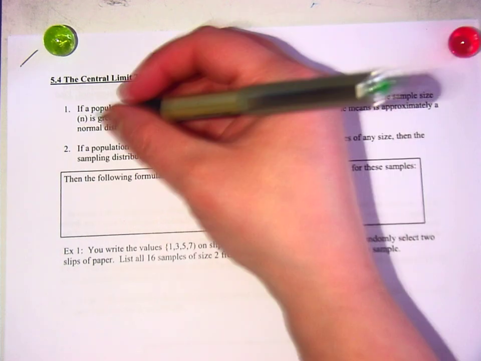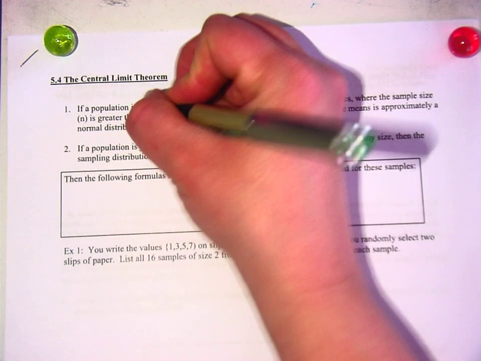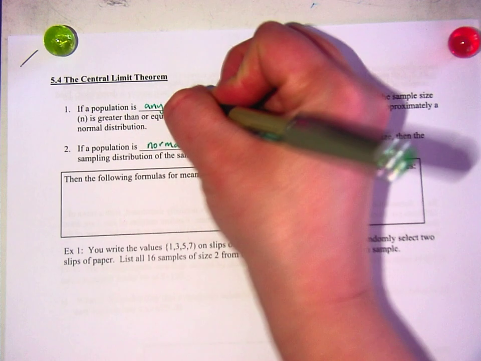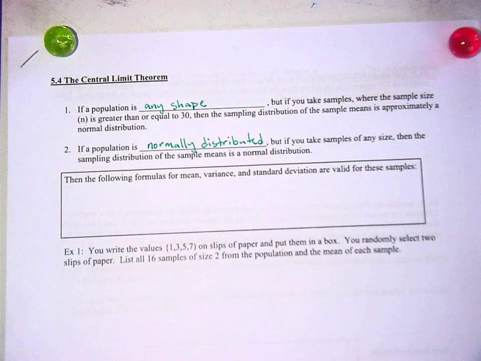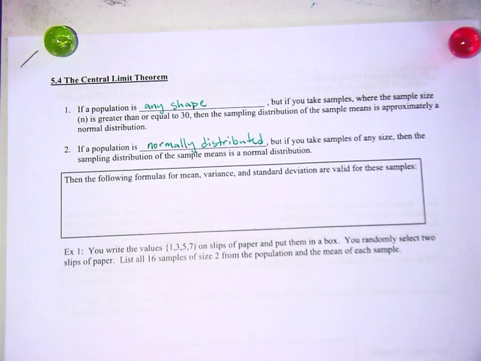But if a population is any shape, not just a bell curve, but any shape, and you take samples where the sample size is greater than or equal to 30, then the sampling distribution of the sample means is approximately normal, which I'm sure at this point makes no sense to you. So let me try to explain.